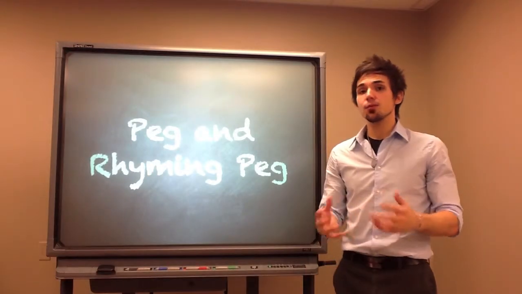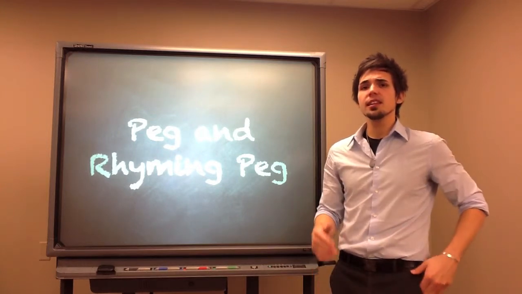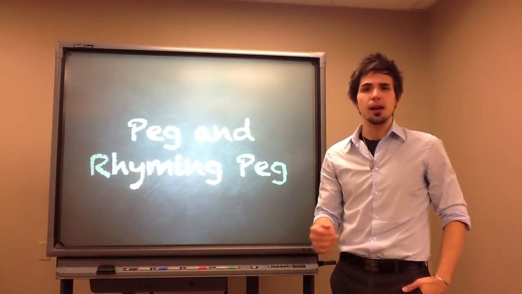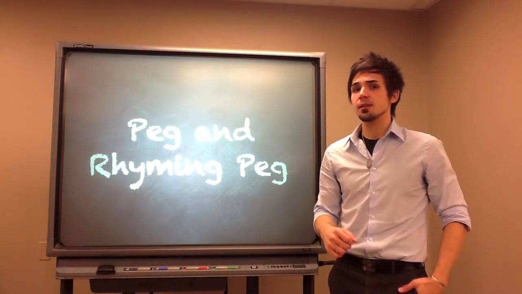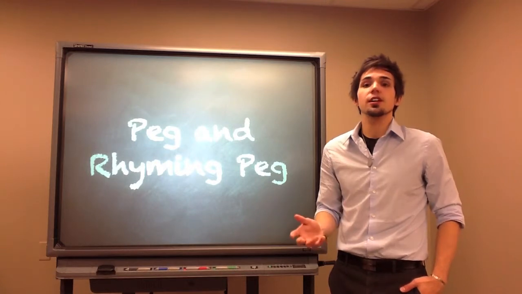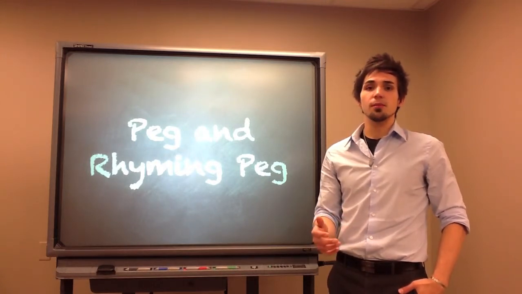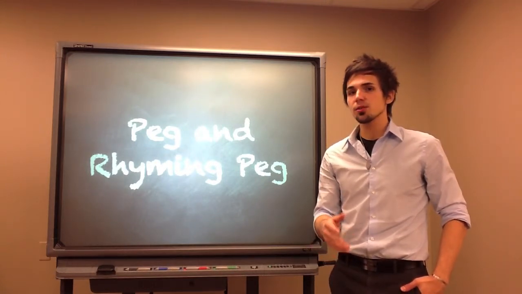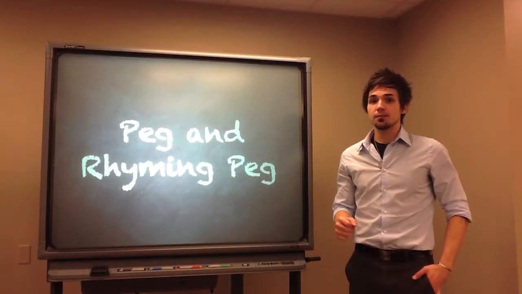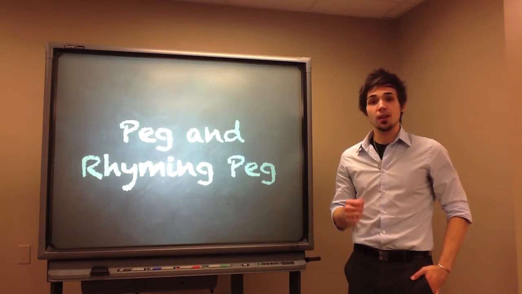For the peg and rhyming peg systems, you're linking the information to other easier to remember pieces of information, like pictures or rhymes. For the peg system, you may link each piece of information to something that doesn't change, like numbers, body parts, or something else like that, in order to recall that information later. For the rhyming peg system, you try to come up with pegs that rhyme with the information you're learning.